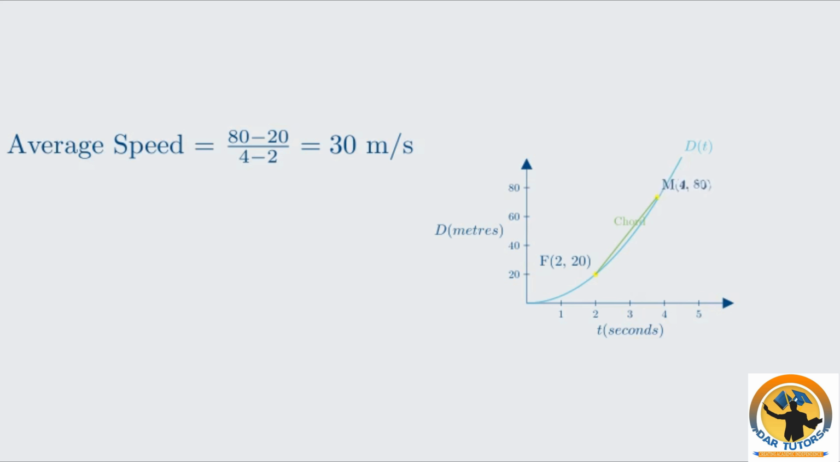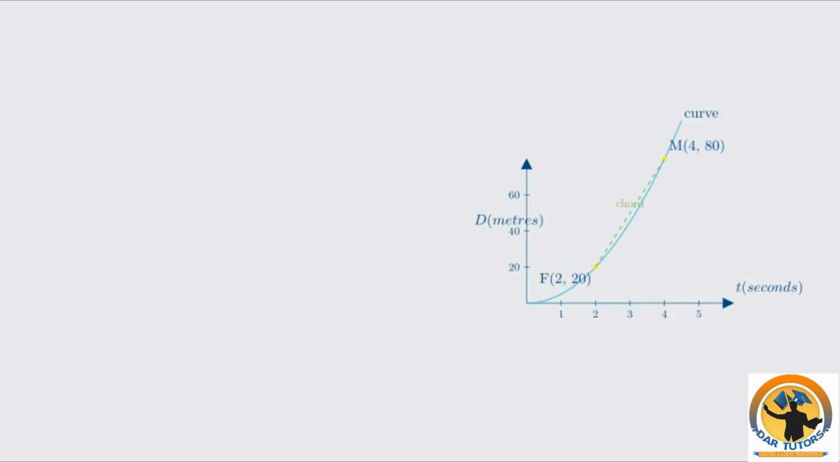Now, what happens if we move point M closer and closer to point F? Let's see. Imagine we have our fixed point F and our moving point M. We've calculated the average speed for M at t equals 4. Now, let's move M closer to F. Let's try t equals 3. The chord FM is now steeper. The average speed is higher. Let's try t equals 2.5. The chord is even steeper, and the average speed is even higher.